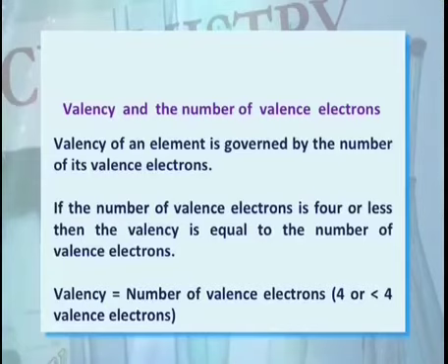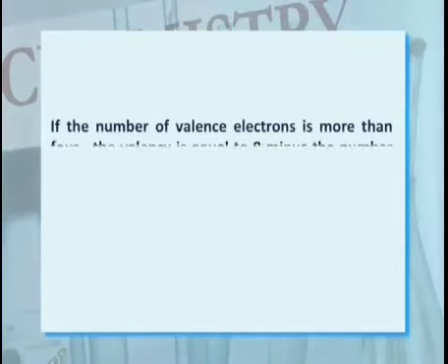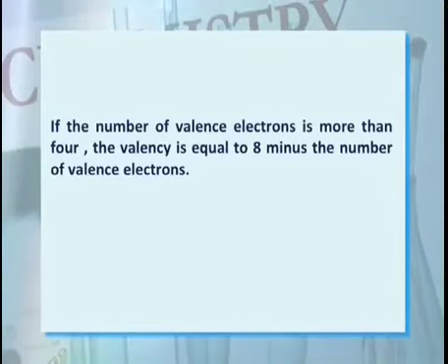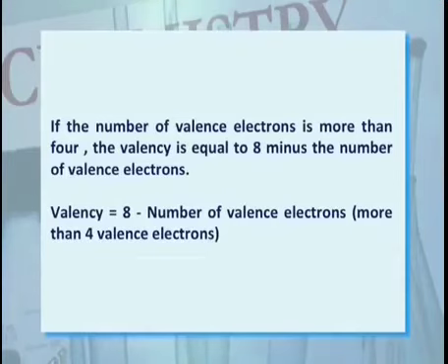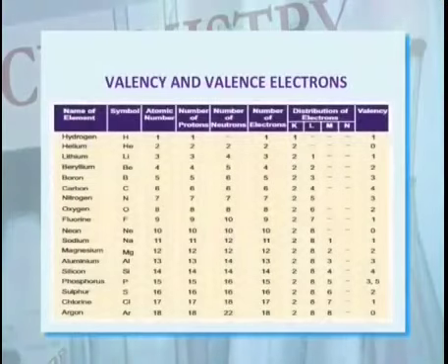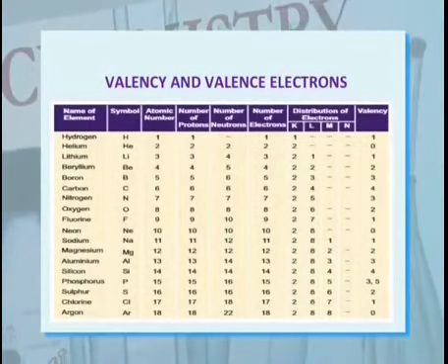If the number of valence electrons is more than 4, valency is equal to 8 minus the number of valence electrons. For example, valency is equal to 8 minus the number of valence electrons when the valence electrons are more than 4. These are the representations of different elements, their symbol, their atomic number, their valence electrons and the distribution of electrons in different cells.